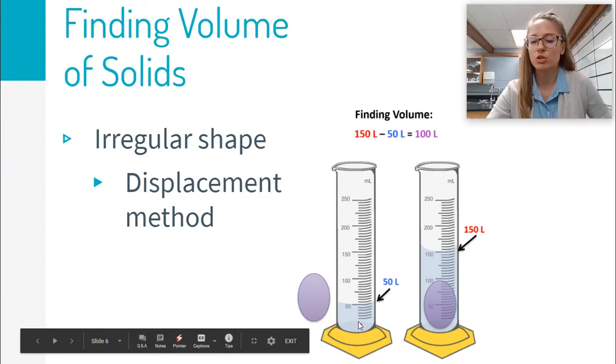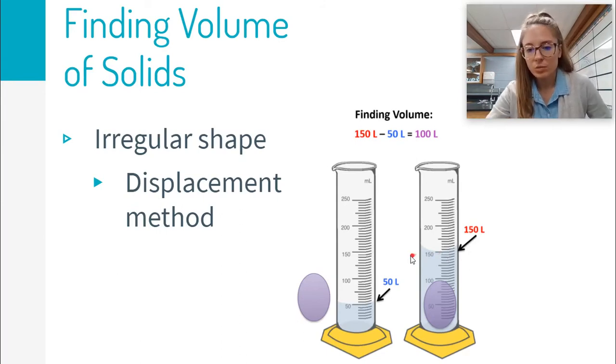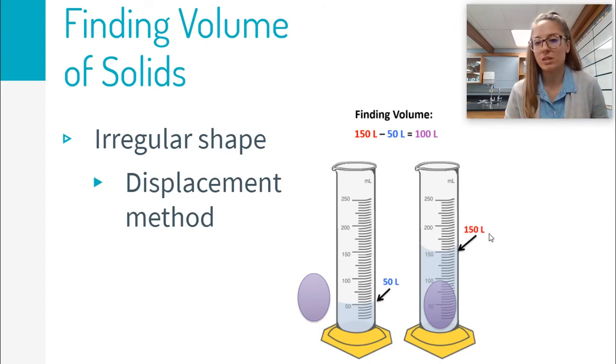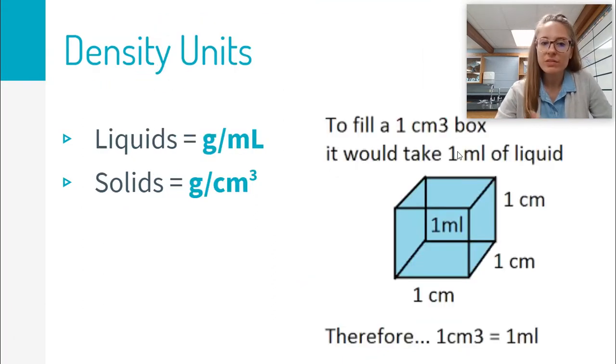The next step is to drop the irregular shaped object into the graduated cylinder, and then the water level is going to increase due to you dropping the object in. You take the reading after the object is in the water, so now it looks like the water level is at 150 liters. And then you just simply subtract the two. And the difference is going to be the volume of the solid that you dropped in. So 150, which was our final value, minus 50, which was our initial, gives us a volume for this egg of 100 liters.